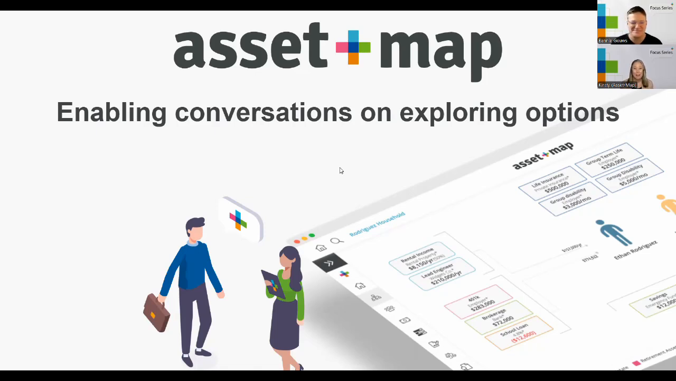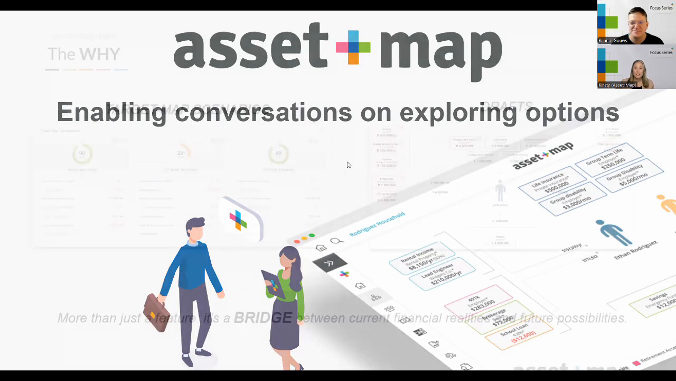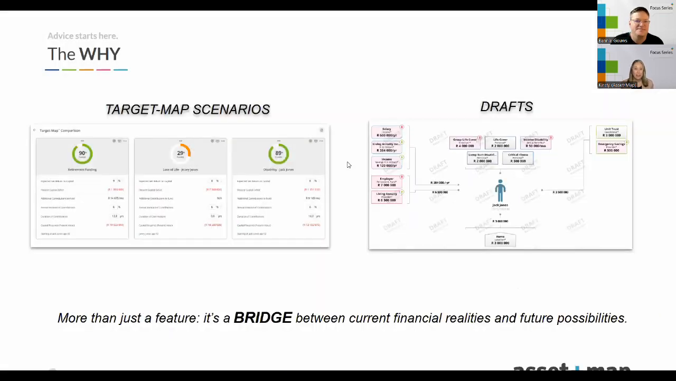Today we're focusing on enabling conversations on exploring options. Now, when we think of exploring options in Asset Map, there's two key features that really help enable these conversations. The first one is target map scenarios or comparisons, and the second one is drafts.